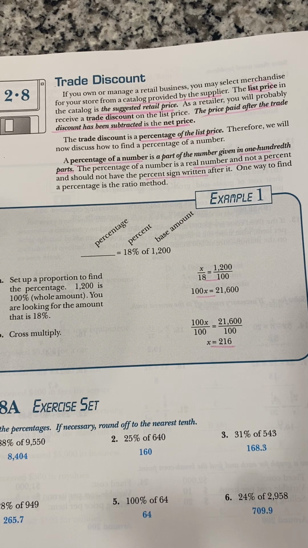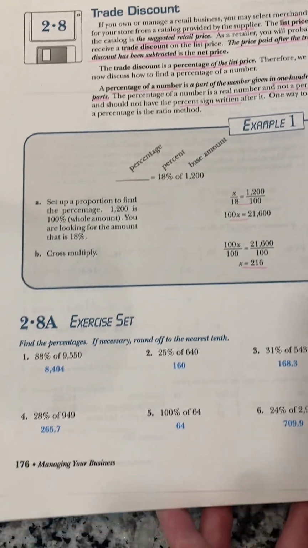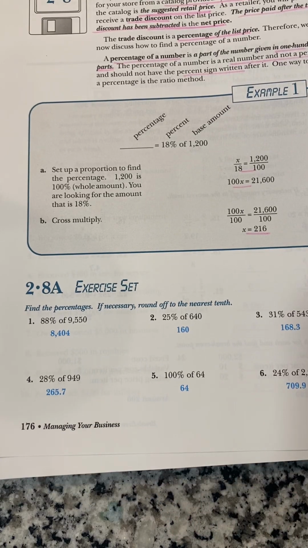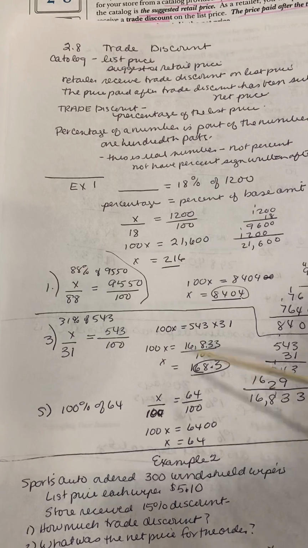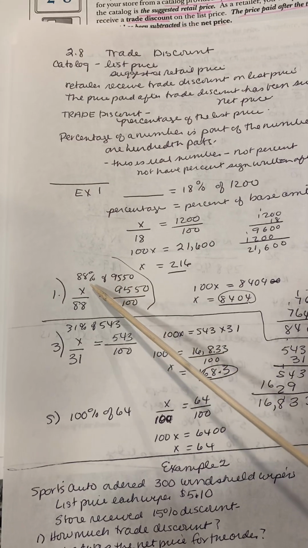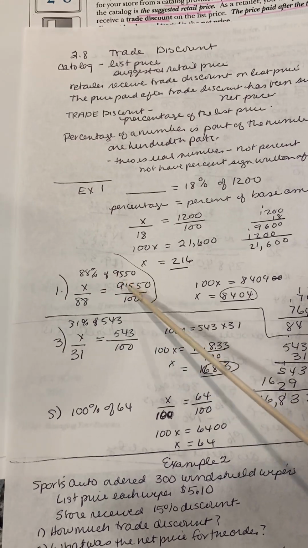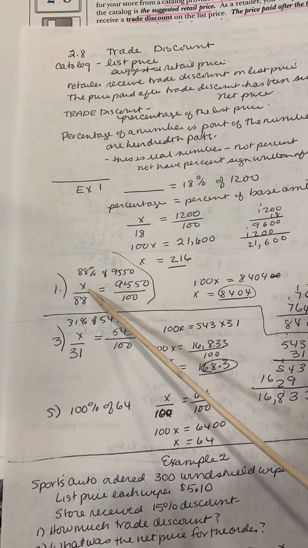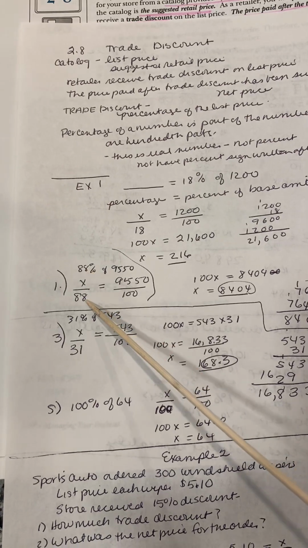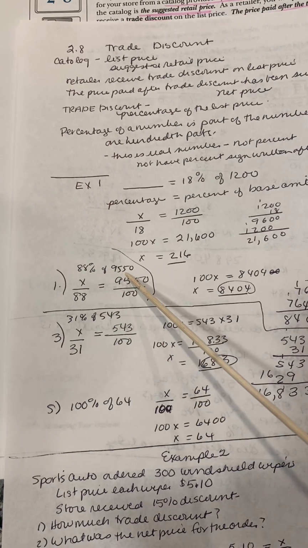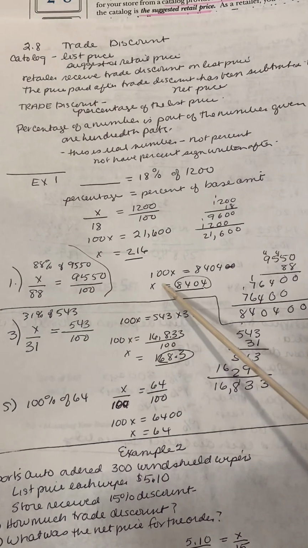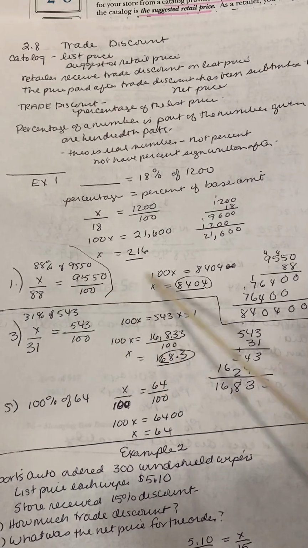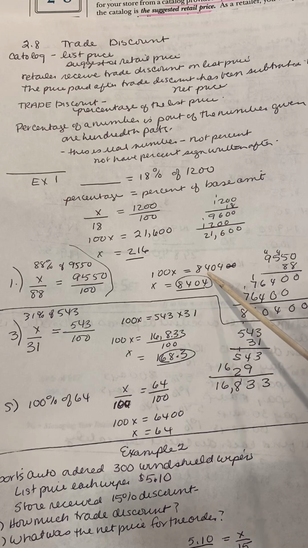So we're going to do example 1 here, down here. Example 1 is right here in this little corner: 88% of 9,550. There you do x over 88 equals 9,550 over 100. You do your cross multiplying, which I did here. I mean, 100x equals 840,400.